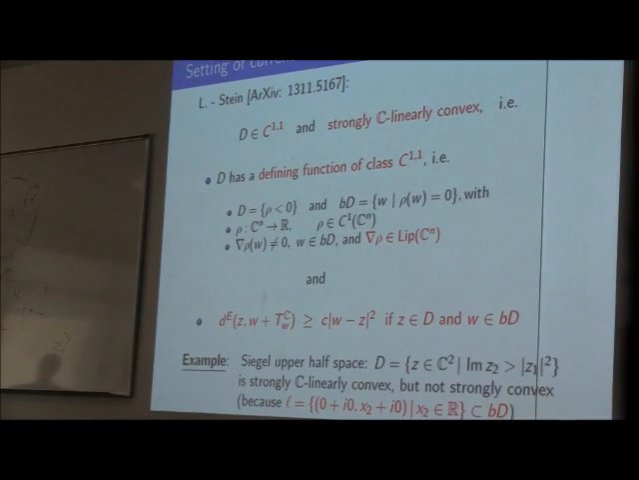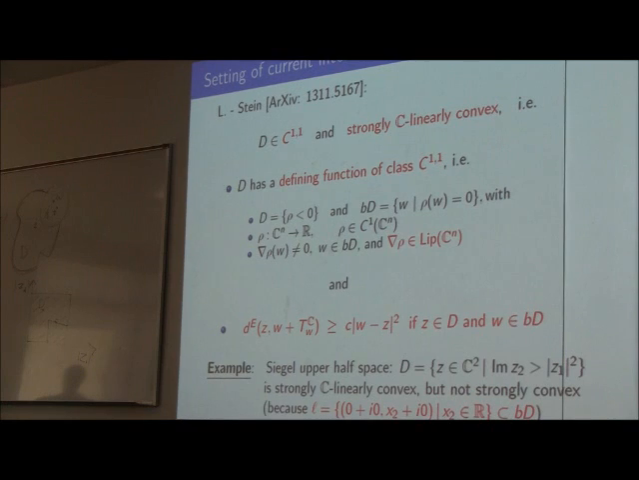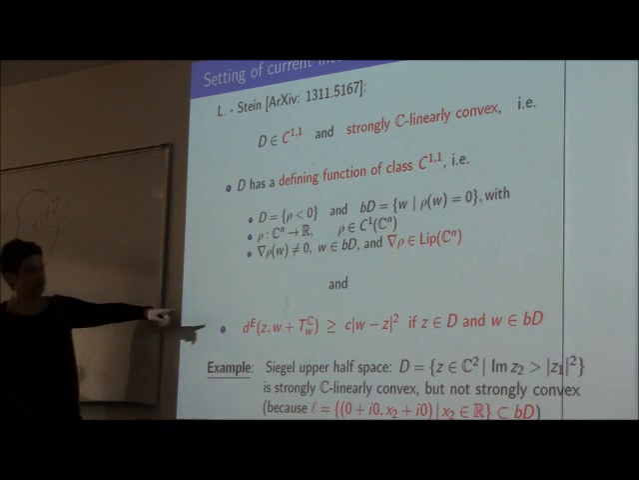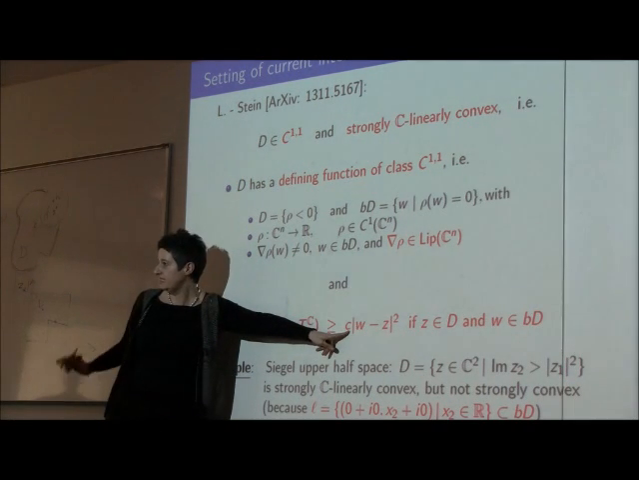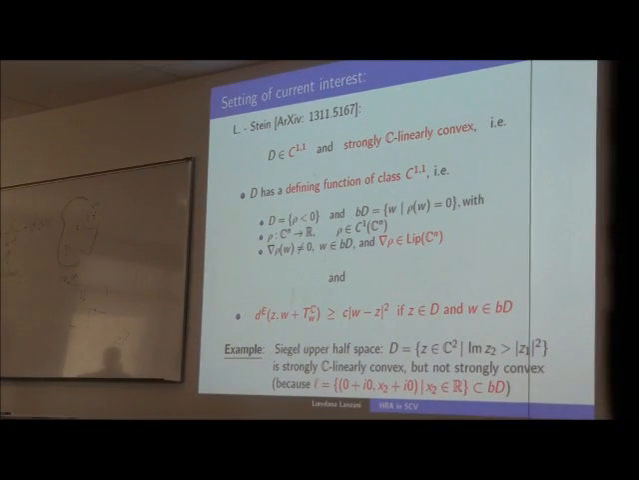The property is the following. At any point w in the boundary, you can find a quadratic paraboloid whose opening does not depend on w. C is a fixed constant. And this quadratic paraboloid completely separates the original domain from the complex tangent space at w. And you can do that with a paraboloid having the same opening, aperture, at any point w. It's a specific separation property.